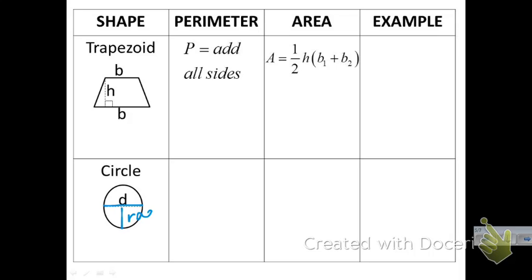Halfway is the radius. Connor Timothy, Riley Larson.